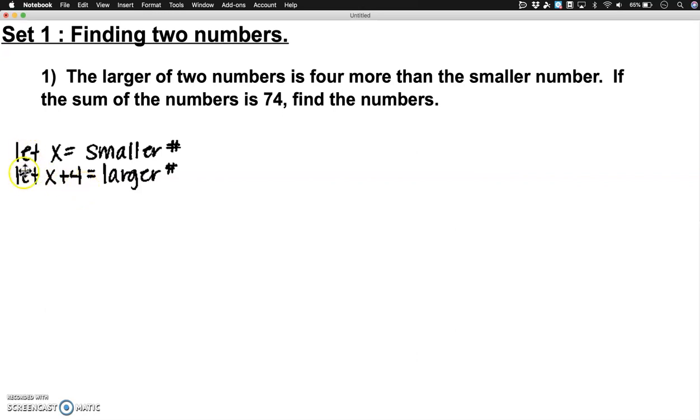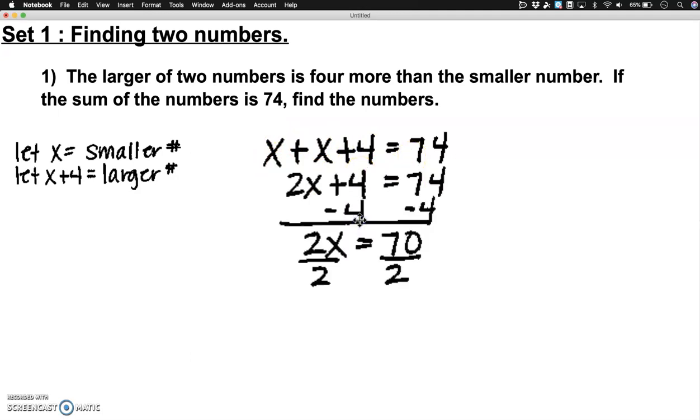So we have these let statements that represent the expressions for our variables. We also know a relationship between these two numbers and their sum. The sum of these two numbers is 74. So we can set up the equation: the smaller number, x, plus the larger number, x plus 4, is equal to 74. Then we're able to solve for the variable to get x is equal to 35.